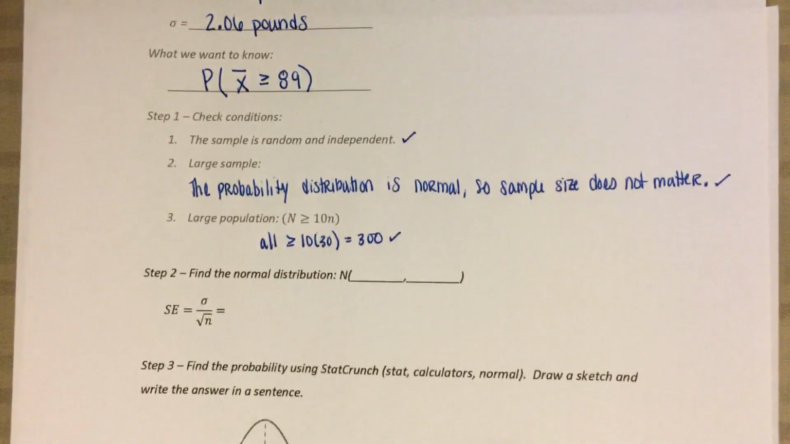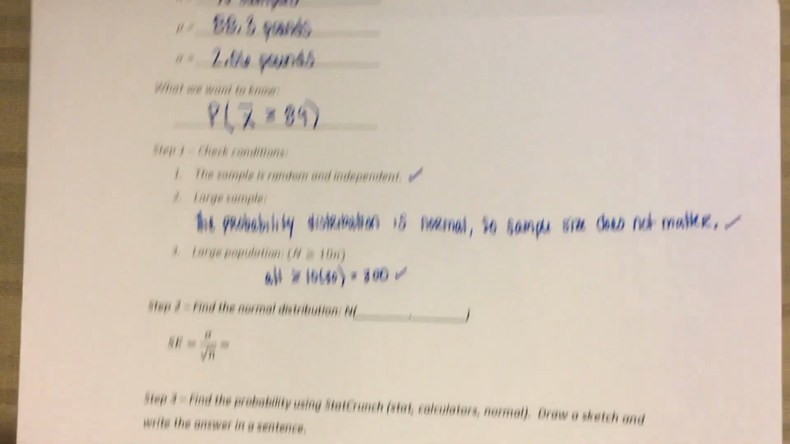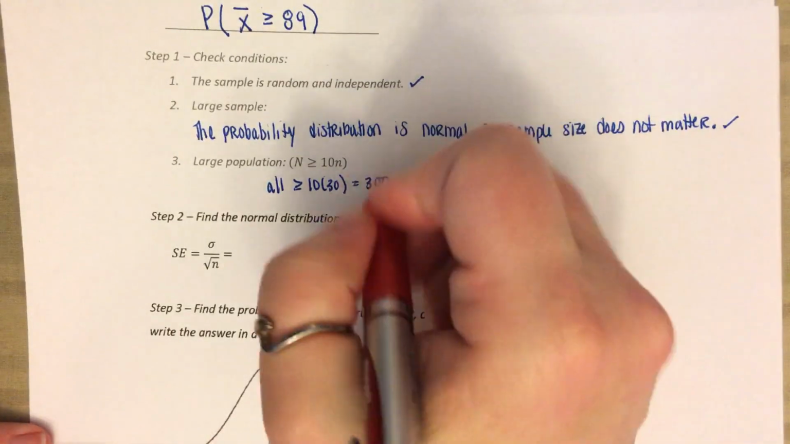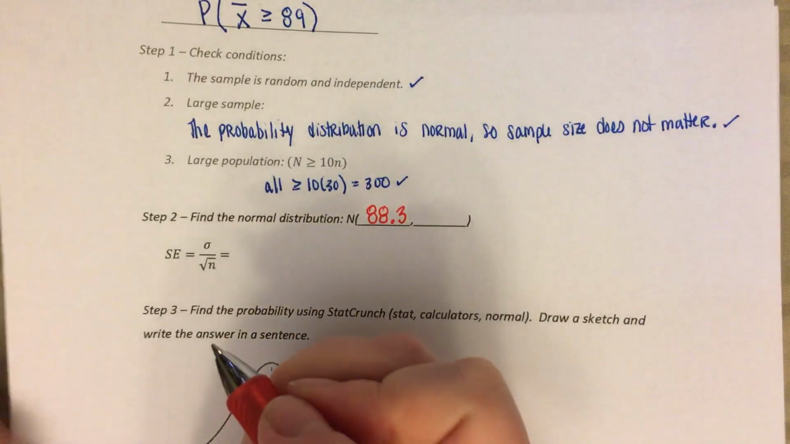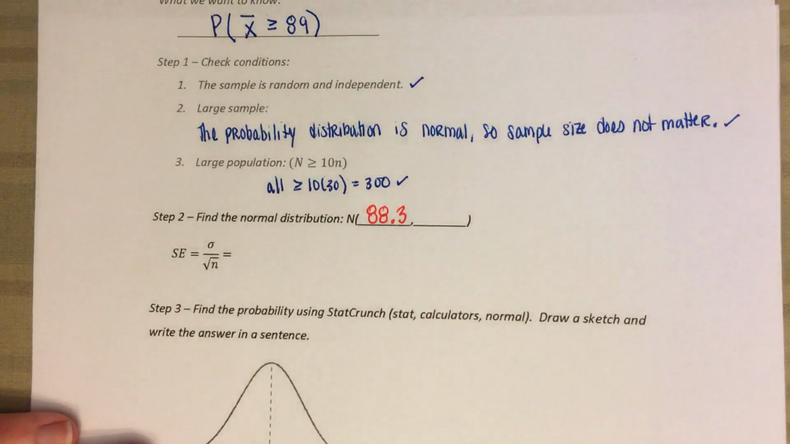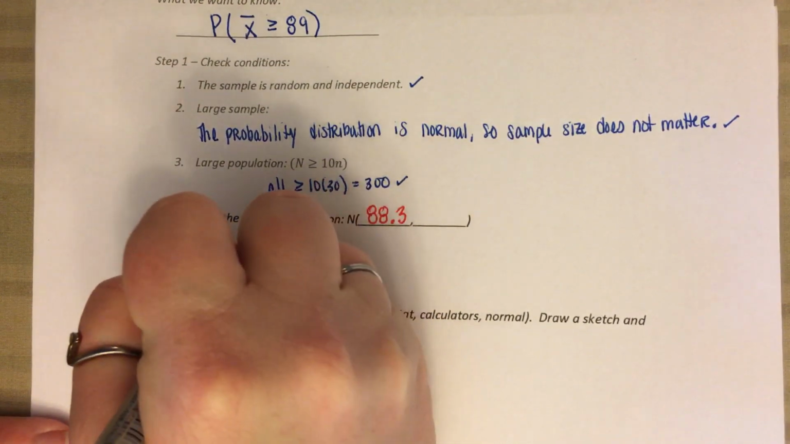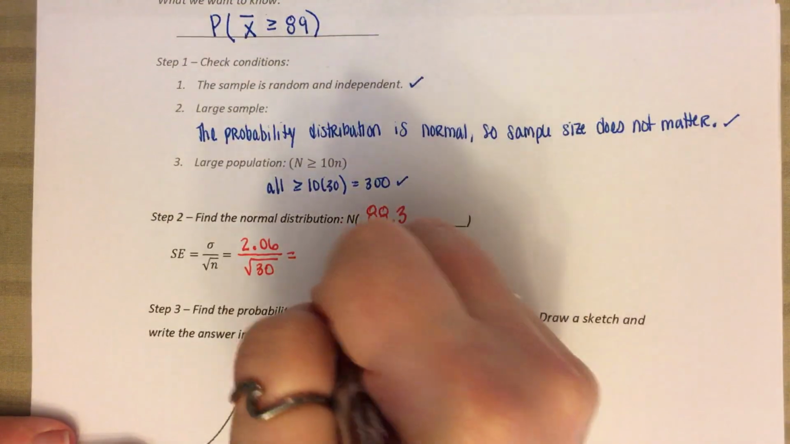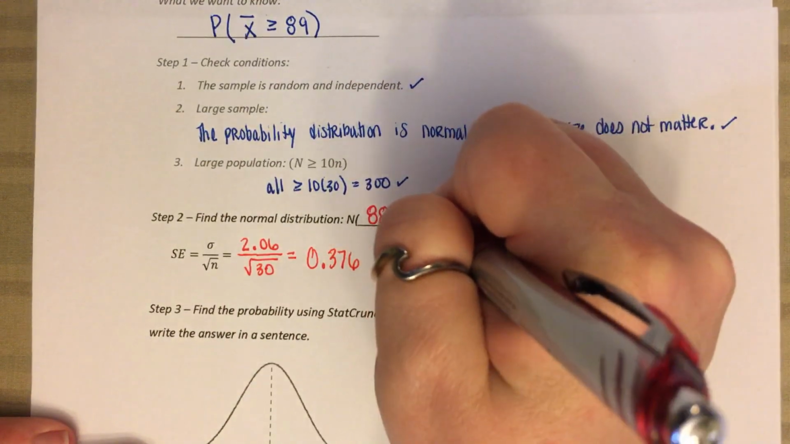All right, now we're going to find our normal distribution. As we're looking at our normal distribution, our first value is our mu. So we look back up here, our mean is 88.3. So that's going to be our value that goes right here. And then our standard error, we're going to take sigma divided by the square root of n. So our sigma was 2.06, and we're going to divide it by the square root of our sample size, which is the square root of 30. This gives us a decimal, rounded to 3 places, 0.376.